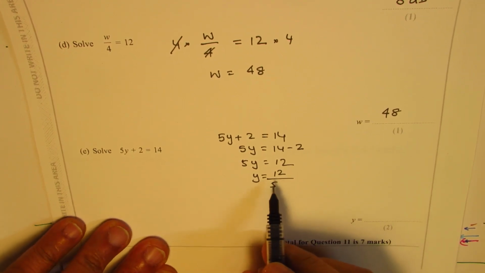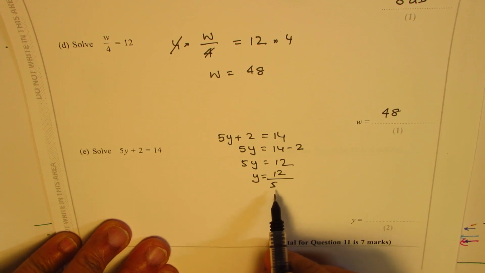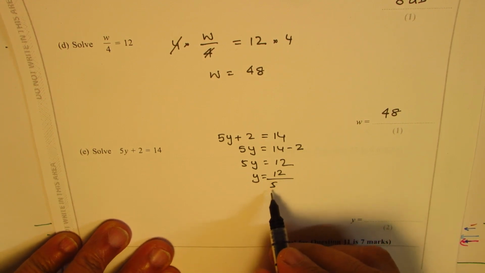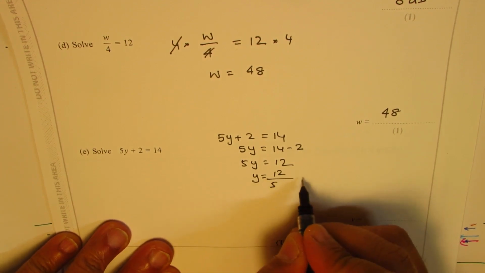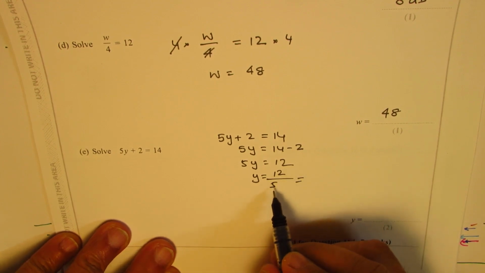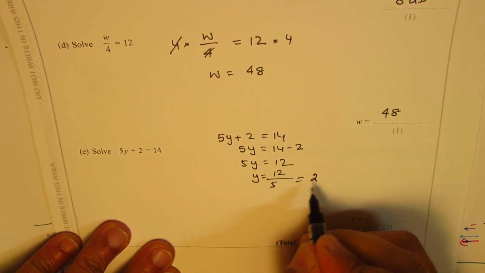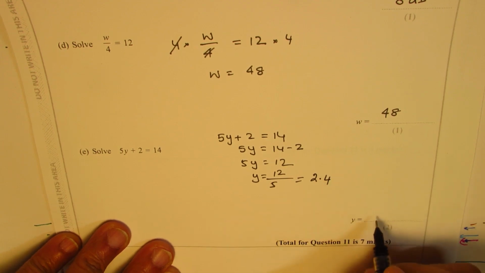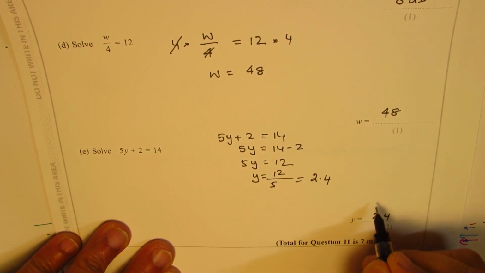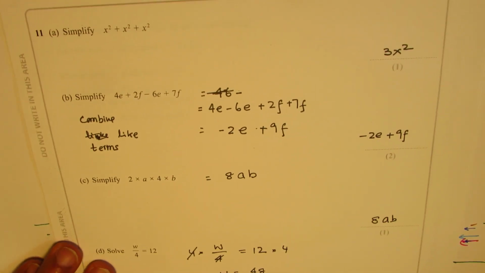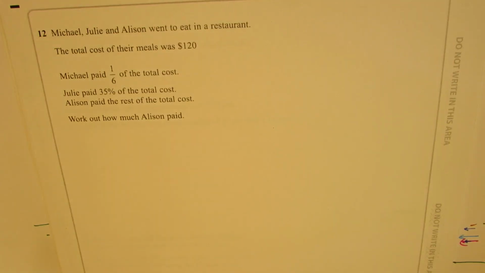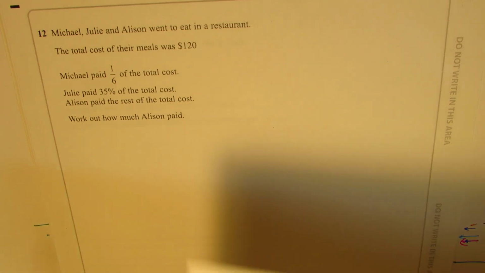So you could write this answer as 12 over 5. Or you could just divide by 5 and write down the answer in decimals, right? So 5 times 2 is 10 and 20 is 4. So you could write it as 2.4 or 12 over 5, right? Both are the same. So that completes half of our test paper. Now let's take the later half, starting with question number 12 after a break.